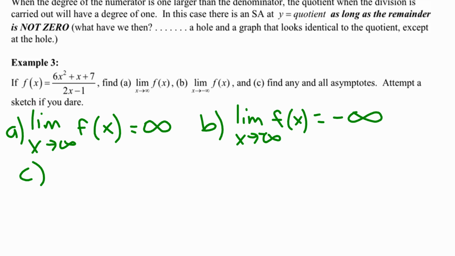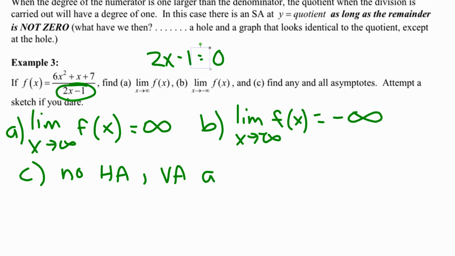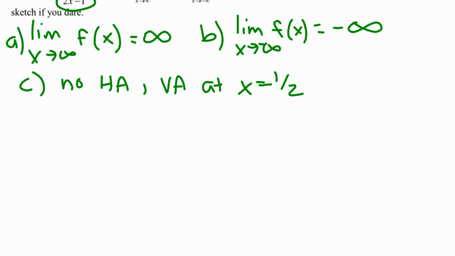Find any and all asymptotes. So now, do we have a horizontal asymptote? Well, since we put in infinity and negative infinity, and we got infinity and negative infinity, we didn't get real non-infinite numbers. There are no horizontal asymptotes. Vertical asymptotes would occur where the denominator is 0. So where this equals 0. So there is a vertical asymptote at x equals positive 1/2.